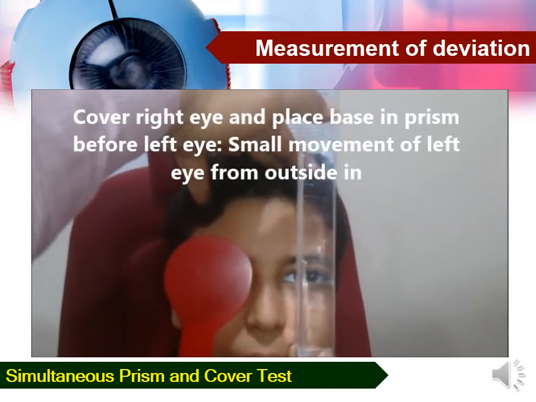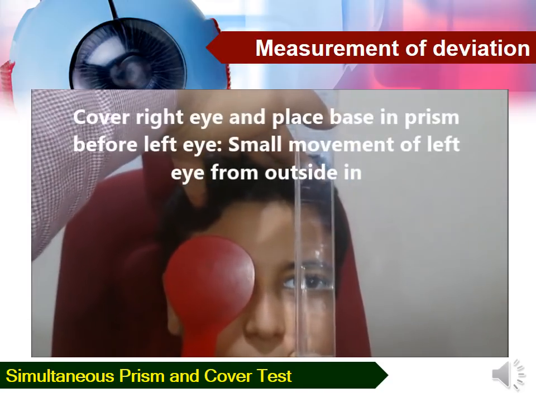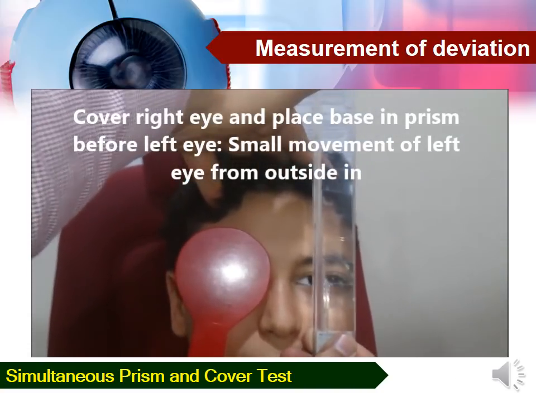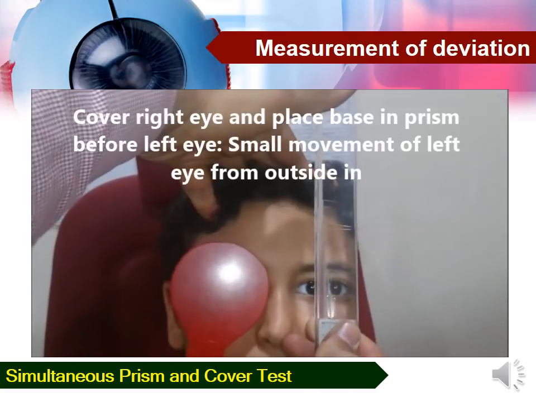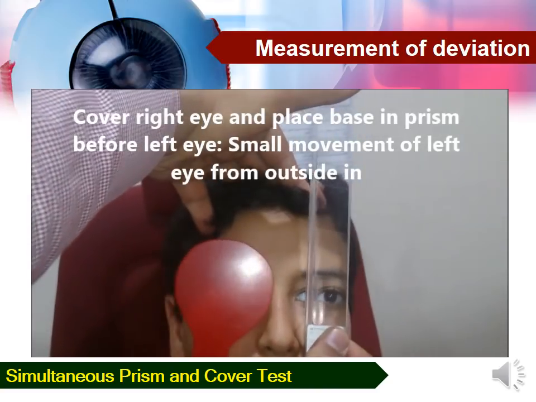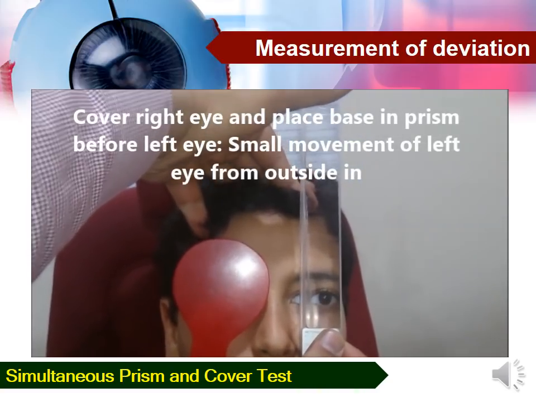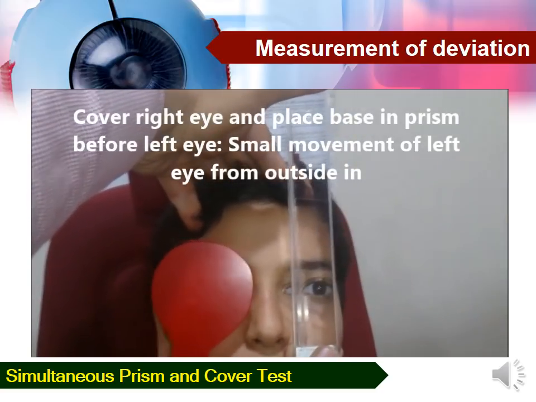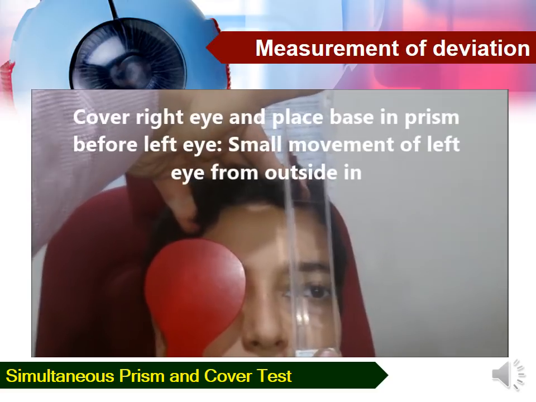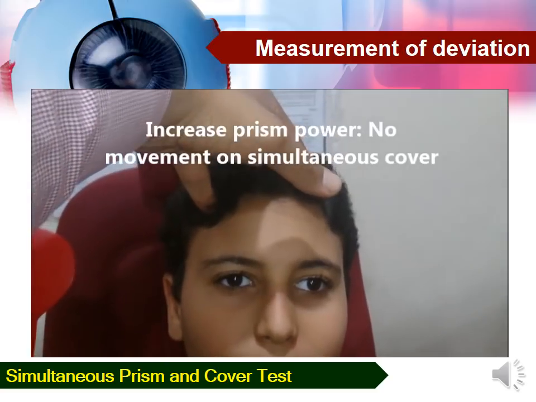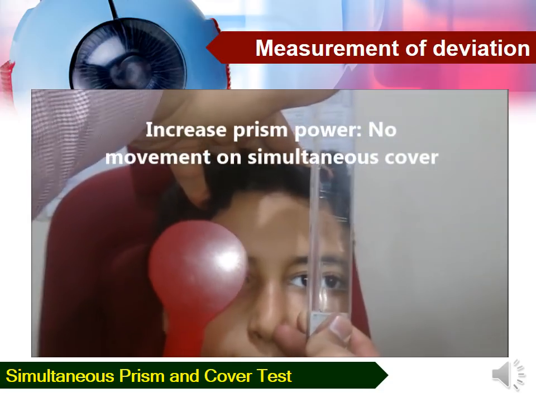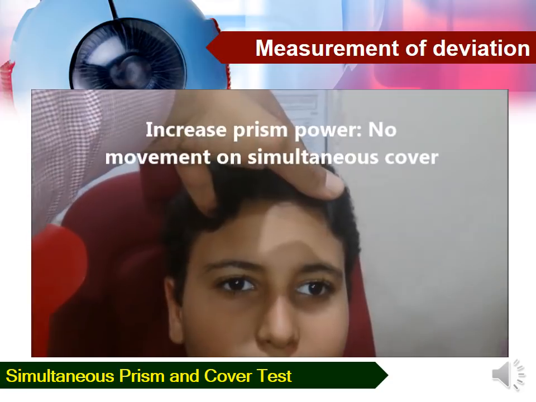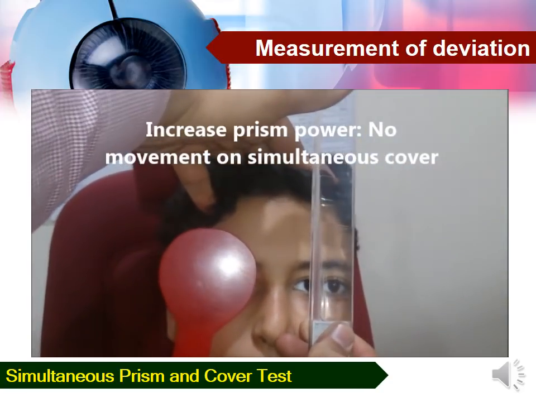This is a patient with left exotropia. When you cover the right eye, the left eye will move from out to in. We place the base-in prism in front of the deviating or left eye, and we simultaneously cover the right eye at the same time. You notice that there is still a small movement of the left eye from out to in. We gradually increase the prism power, and you can notice that the movement decreases until we reach the correct prism power. At the correct prism power, there is no movement of the left eye upon covering the right eye.